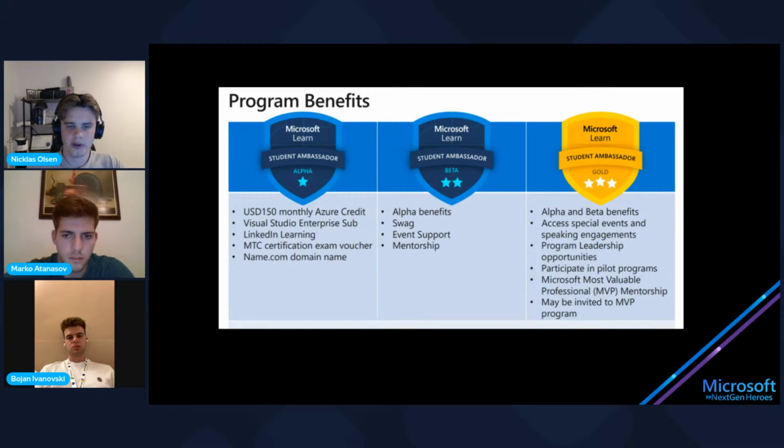If you get nominated by yourself, but also by others, after you have been in the program for a year, you can advance to the gold milestone. So this basically means you will unlock all the alpha and beta benefits, and then you will also have access to special events and speaking engagements, program leadership opportunities, and participation in pilot programs. It could be that you get mentorship by an MVP. And lastly, when you graduate, you can or may be invited to the MVP program.